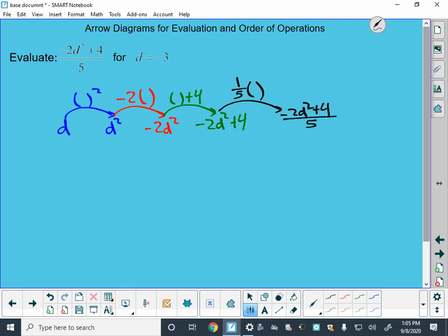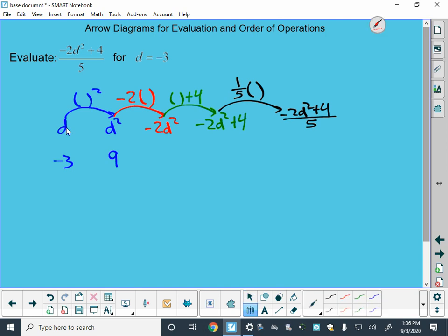So this one specifically asks me to evaluate this expression for when d is equal to -3. So I'm going to pick a color here. I'll start with blue like I did before. And what I'm going to do on the input side of this first arrow, I'm going to put a -3 there, and then I'm going to do what the arrow says to do. So the arrow says take the -3, put it in the parentheses, square it, and I get a 9 out.